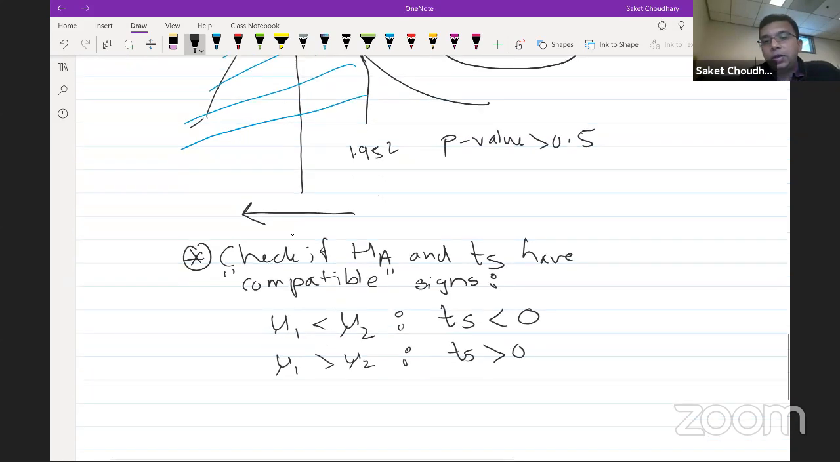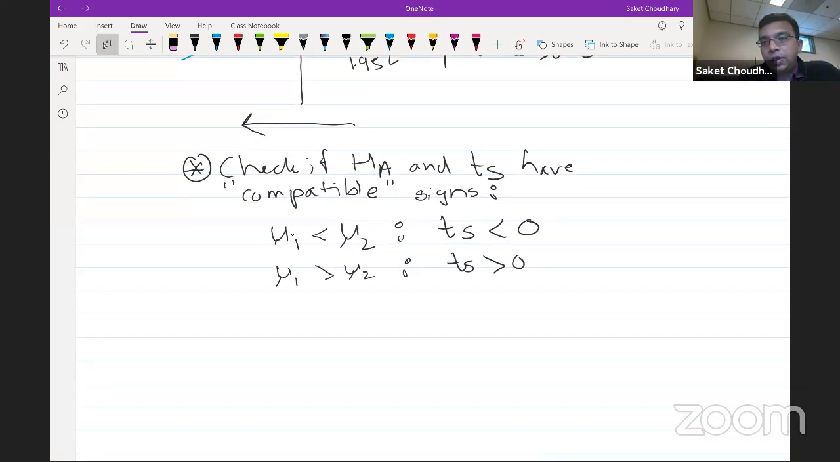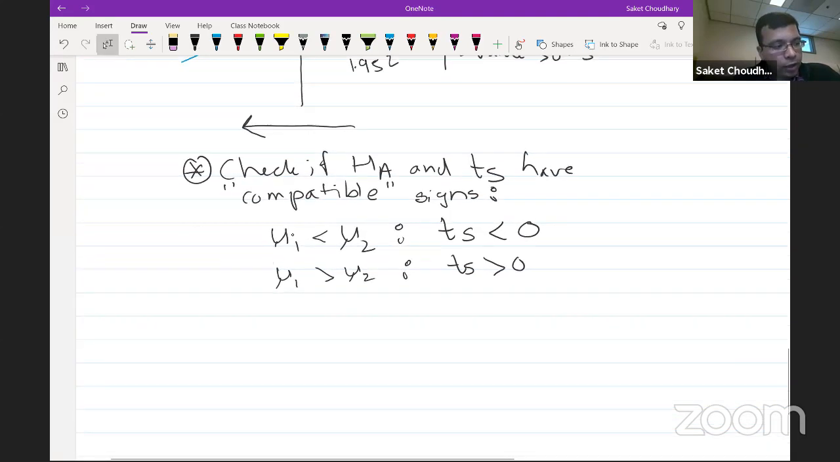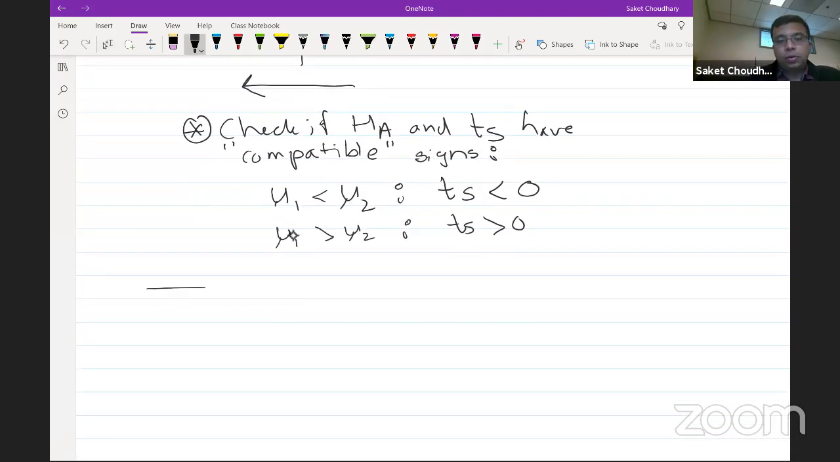If this is not the case, then you don't need any table to actually calculate the p-values, right? So let's take this case: if your mu1 is less than mu2, and you see that the t statistic is opposite, that means it's greater than 0, then you can stop right there and say that there's no point proceeding. The p-value is definitely going to be greater than 0.5. Okay, so that was an aside. Let's go back to our original problem 3.